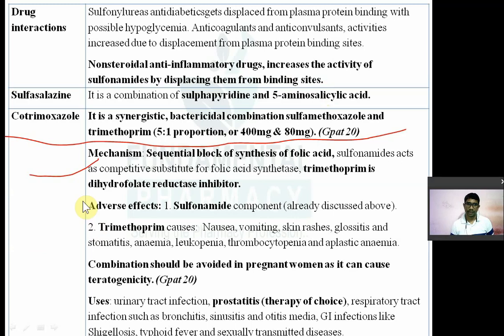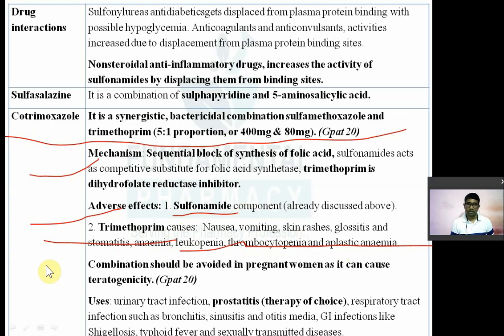What will be the adverse effects? Obviously the adverse effects of the parent drugs: the adverse effects of trimethoprim, plus the effects of the sulfur drug. Due to the sulfonamide component it may cause crystalluria, hemolysis, Stevens-Johnson syndrome, GIT disturbances, etc. Due to the trimethoprim component, it can cause nausea, vomiting, rash, and then anemia, leukopenia, thrombocytopenia, and aplastic anemia.